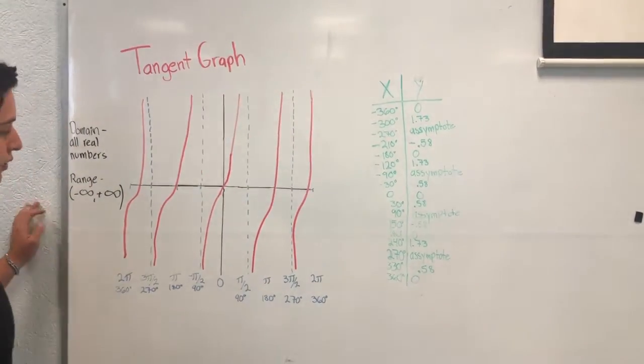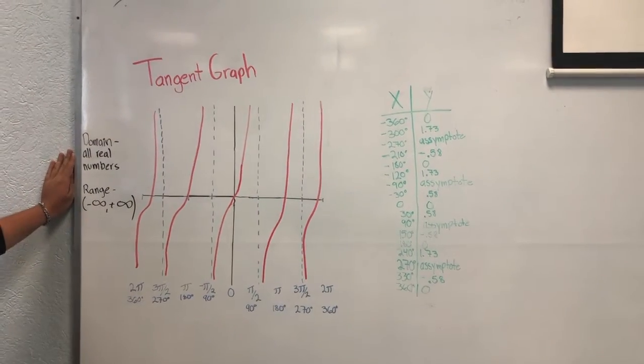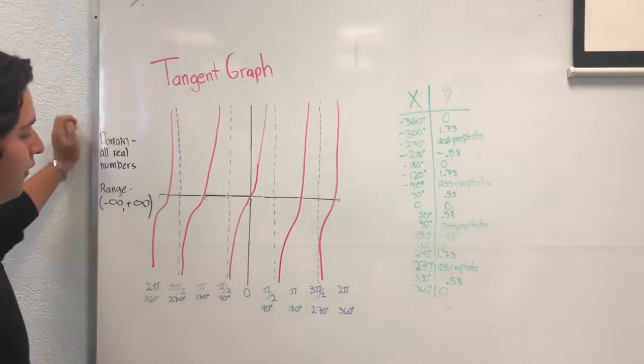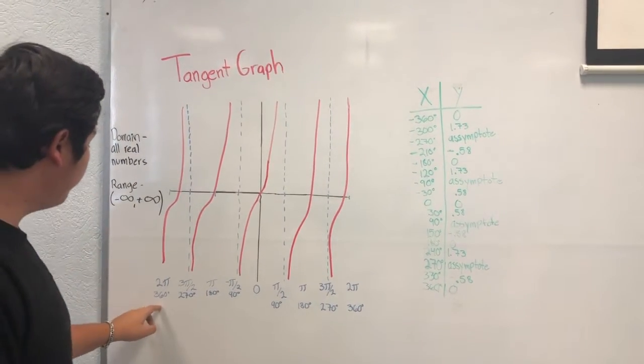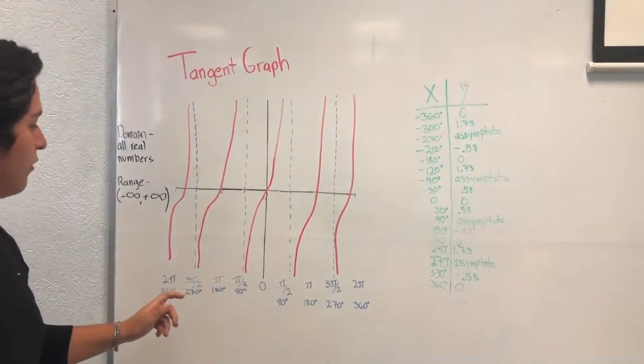Then we pass all of our values to the graph, and it is going to look something like this. As you can see, the domain is all the real numbers, and the range goes from negative infinity to positive infinity. And here are the degrees and the values of the unit circle.